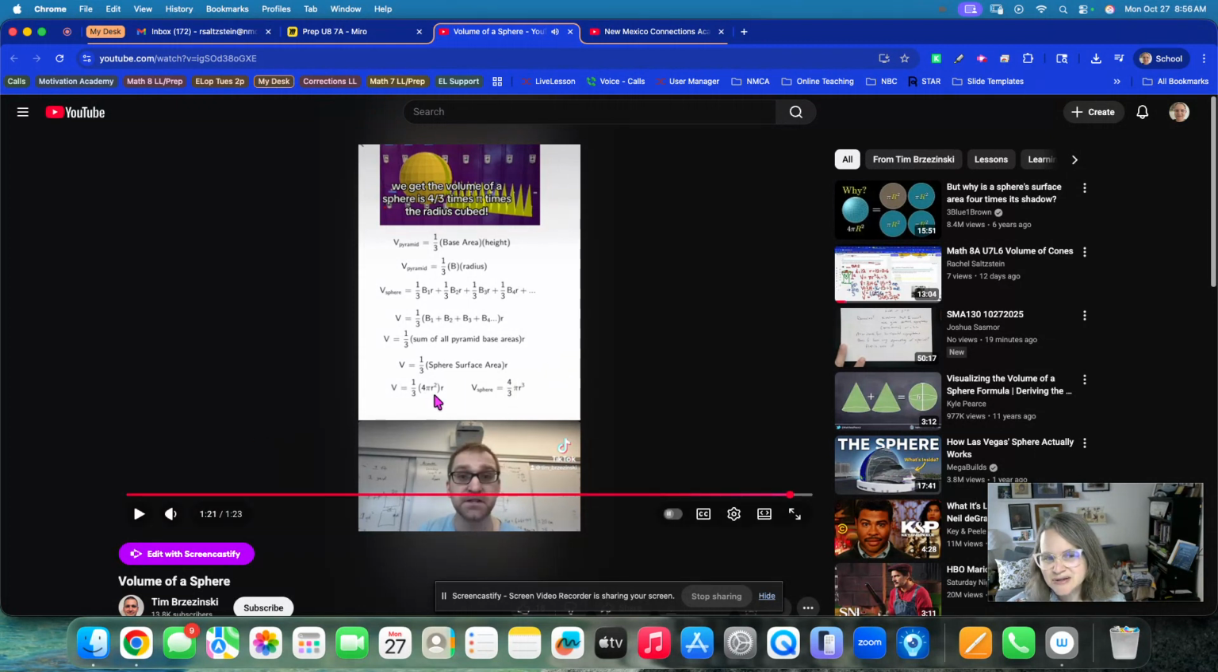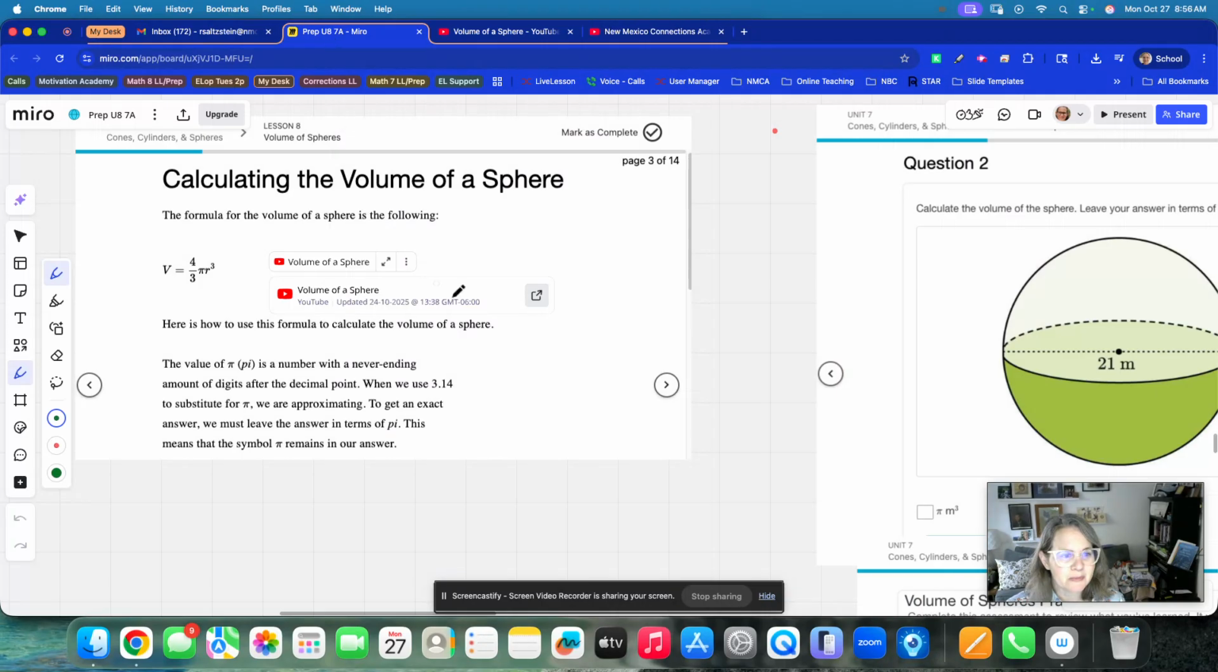Okay, so see, there's that formula from last time. 4 pi r squared is the surface area of a sphere. Okay, if you multiply the 4 times the 1/3, that's where he's getting the 4/3. And then here, r to the second power times r is r to the third power, right? Because it's r times r times r. So that's that. Okay, pretty cool.